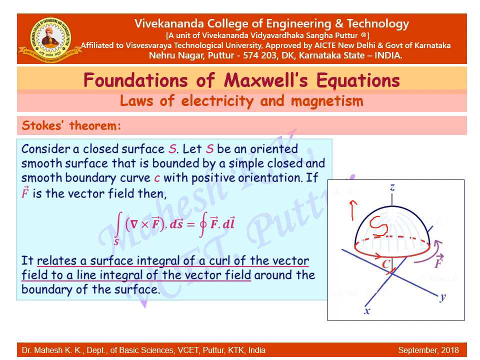If F vector is the field vector, then the surface integral of del cross F into ds is equal to the line integral of F into dl. So that means it basically relates a surface integral of the curl of the vector field to a line integral of the vector field around the boundary of the surface.